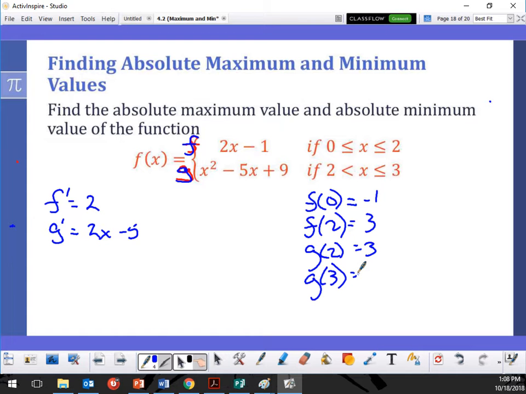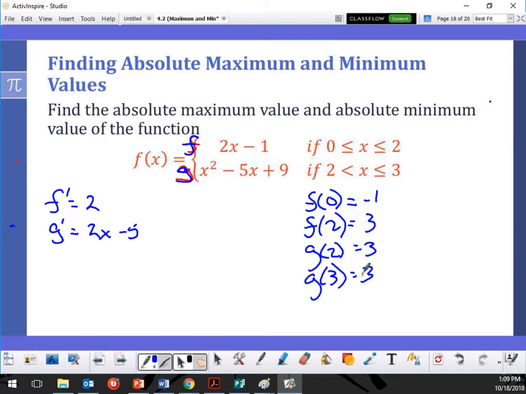All right, so g of 3. 9 minus 15, plus 9, 3? Yeah, positive 3 again, right? So I get positive 3 again. So again, maximum's looking like 3, minimum's looking like -1. Now let's take a look at a couple of next things.